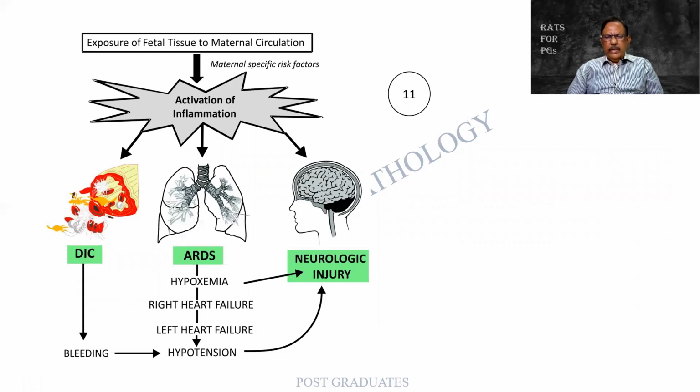This is again a very beautiful and a very simple picture which you people should memorize. Whenever there is an exposure of the fetal tissue to the maternal circulation, there is an activation of inflammation. You had seen the panel of mediators in the previous slide. It can lead to disseminated intravascular coagulation. This itself can lead to thrombosis as well as bleeding. Bleeding results in hypotension. ARDS, again hypoxemia, heart failure, hypotension. All of this either directly or indirectly can lead to neurological injury. So this is one particular beautiful chart which will definitely fetch you marks and pay you the dividend.